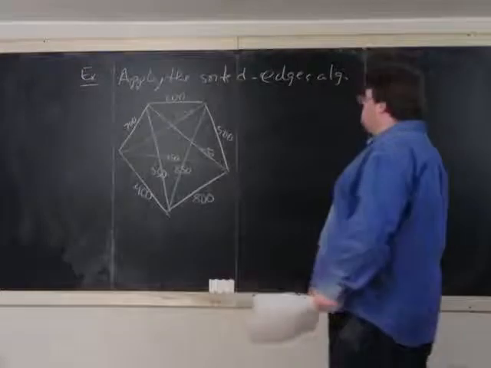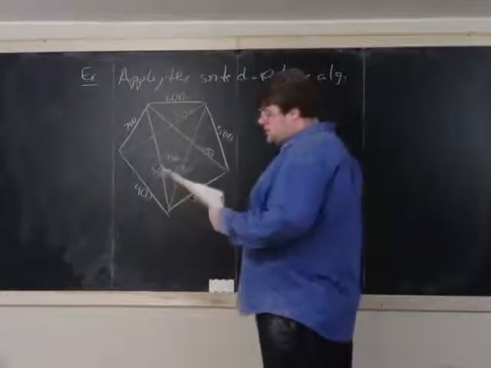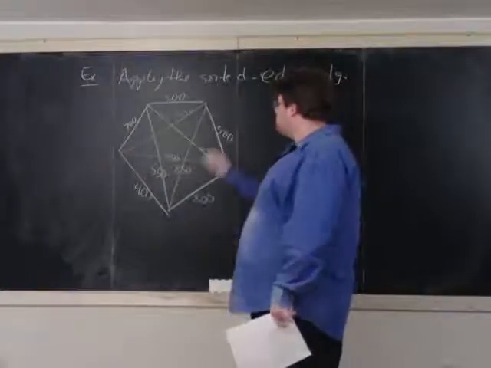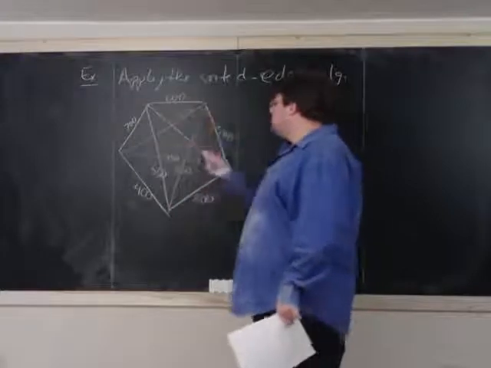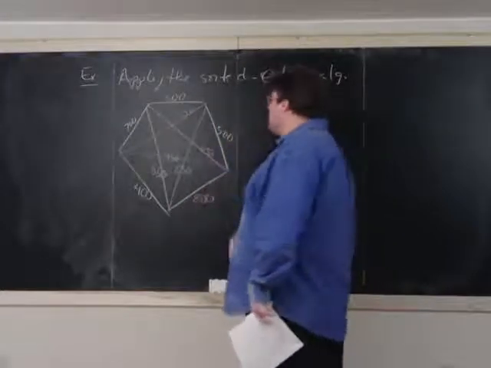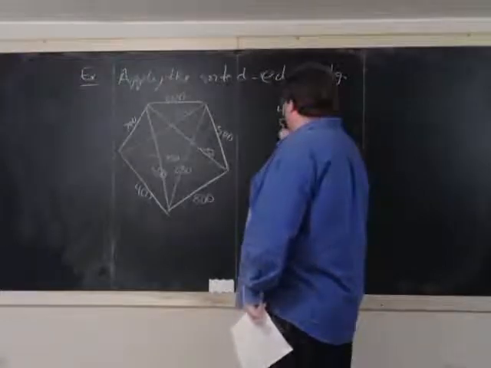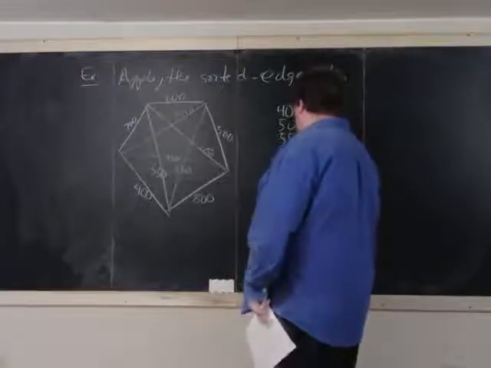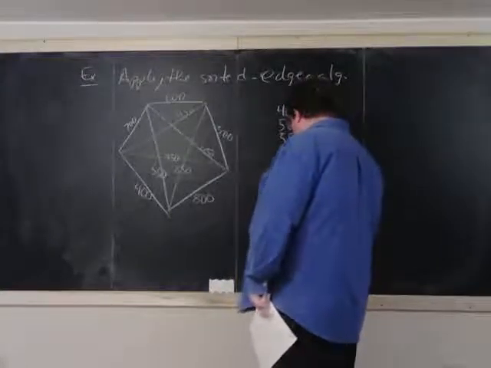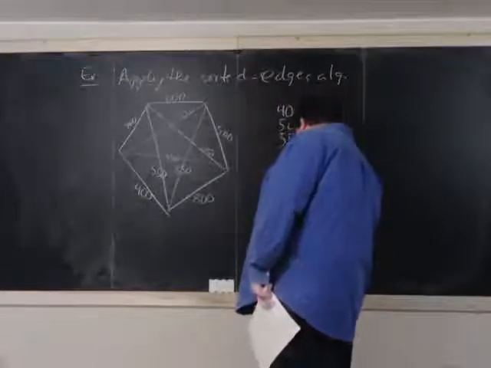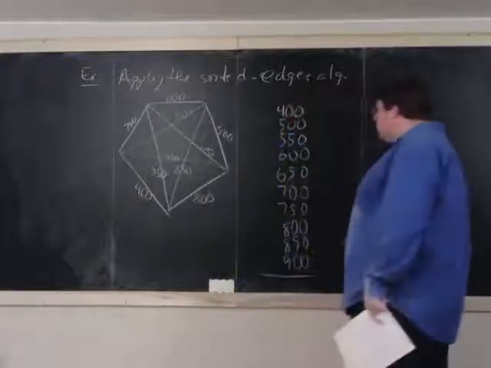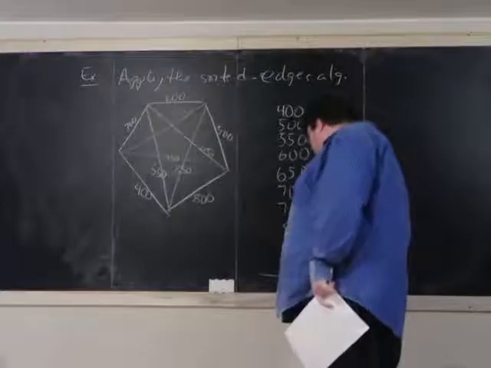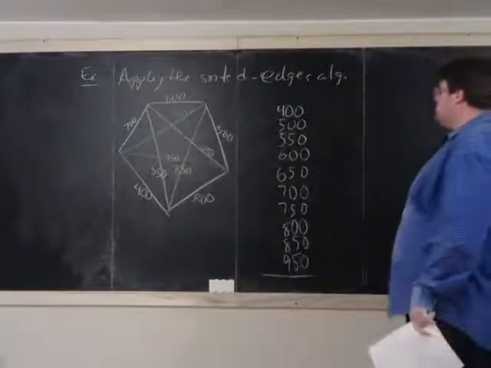So now we want to list these weights in increasing order. So here we have 10 numbers. We're going to want 10 numbers in our list. 400 is the smallest. 500, 550, 600, 650, 700, 750, 800, 850, 950. And that's all 10. 950, not 900. For some reason they skipped over that. Maybe that made it a better example.